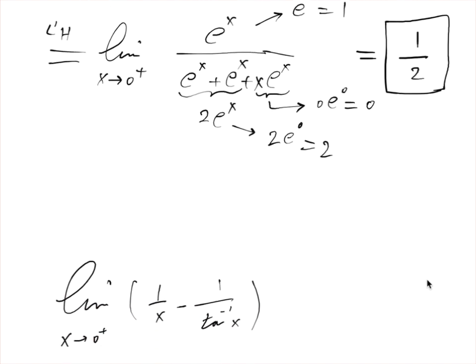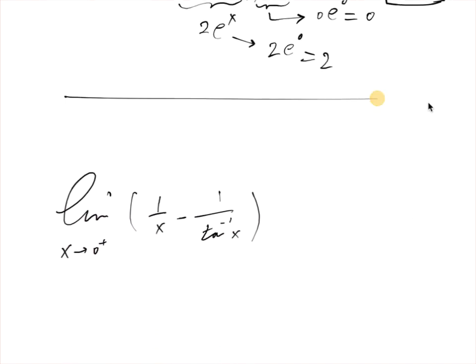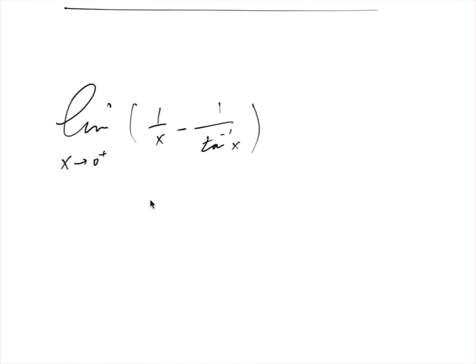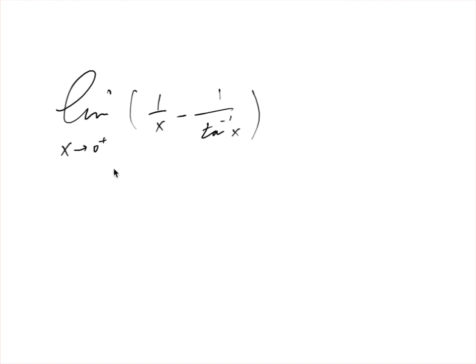Now let's look at another example. Here we have the limit of 1 over x minus 1 over arctangent of x, or inverse tangent of x, as x tends to 0 from the right. So 1 over x will go to infinity, and then minus the limit of 1 over arctangent of x.